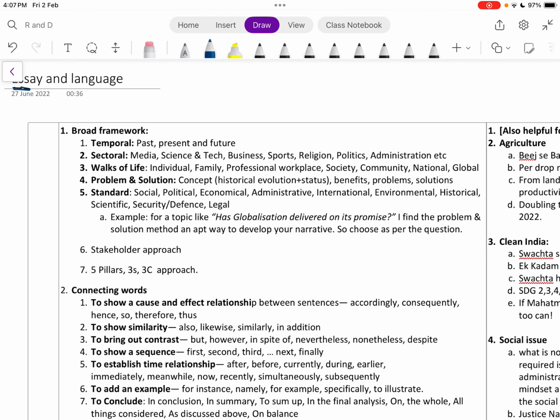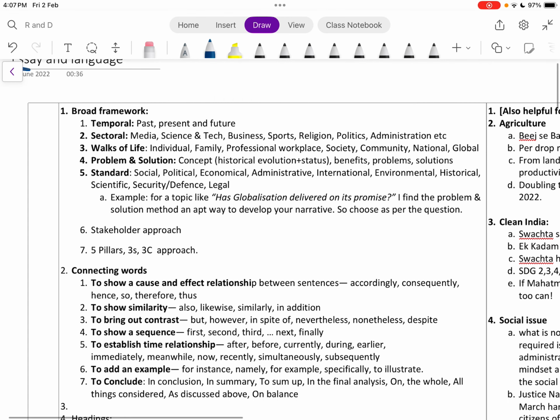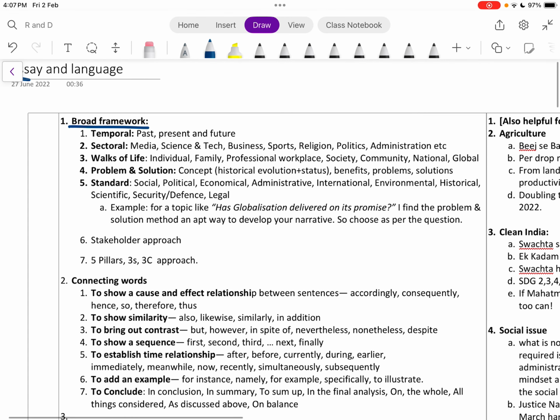So let's begin with the essay. Talking about a broad framework in which we can write an essay. The first is the temporal, that is the past, present, and the future. And then there is the sectoral, that is media, science and technology, business, sports, religion, politics, administration. Those are the areas in which you can structure your essay.